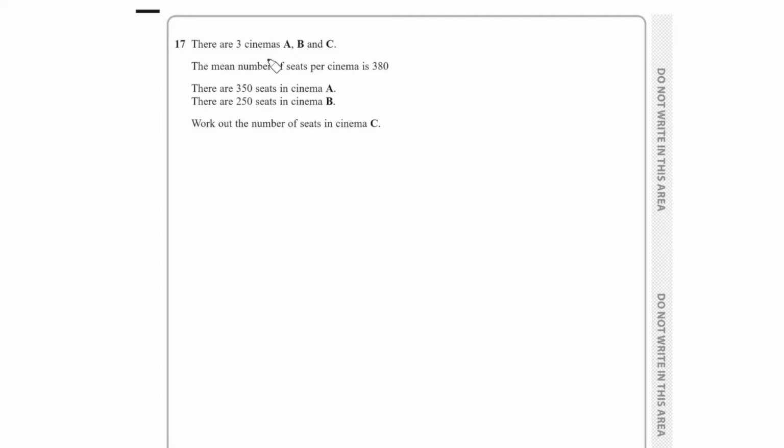Because what they would have done, let's think about it, how have they worked out the mean? They would have taken A, number of seats obviously, plus B, plus the C. When you work out mean, you add them all up and divide by how many there are, don't you? So you divide by 3, because there's 3 cinemas. That would give you 380, wouldn't it? That's the mean. Now, do you see how I do know the values for A and B? So if I come back, get rid of A, that's actually 350, isn't it? Come back, get rid of B, that's 250.